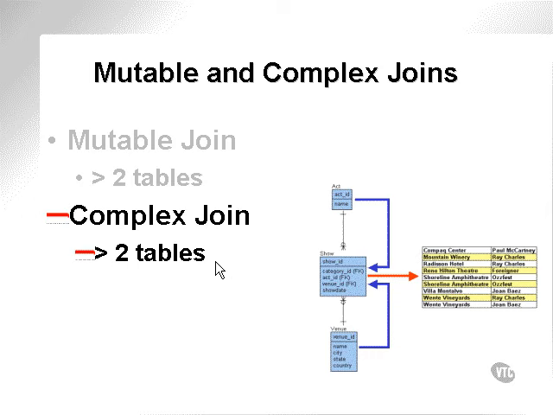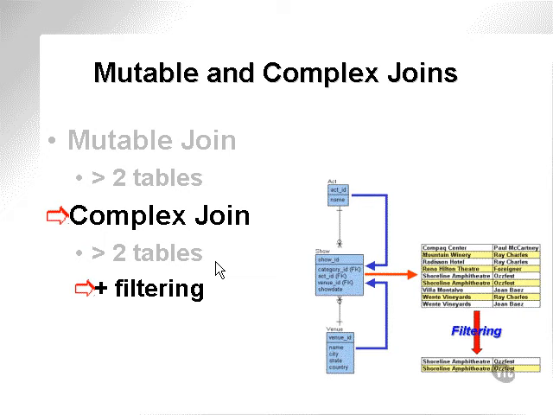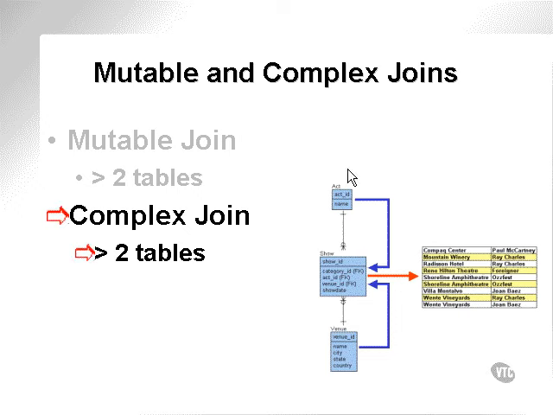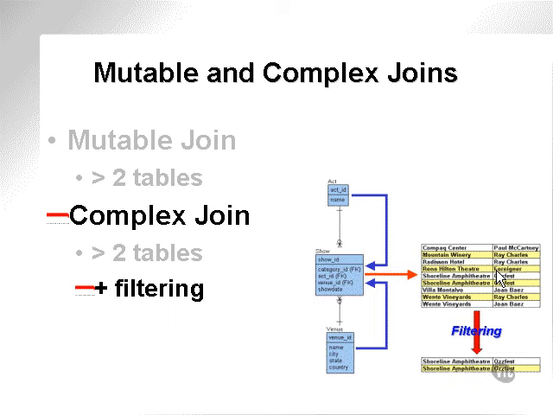A complex join is a form of a mutable join, except that it has additional filtering. So this same join has changed from a mutable multi-table join into the same join, but it has filtering on it. So what you've done is you've taken some of the rows from the mutable join and you've filtered out rows you don't want, leaving you with a smaller number of rows in the result set.